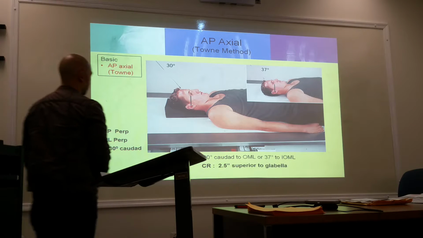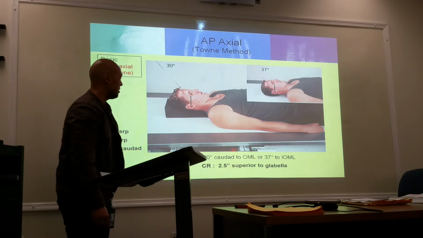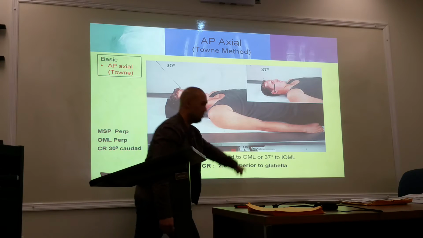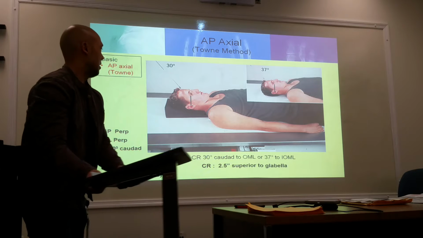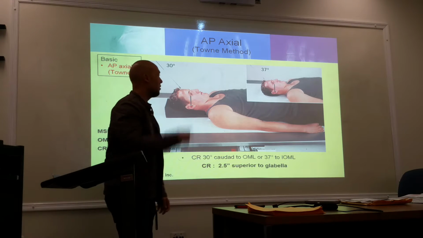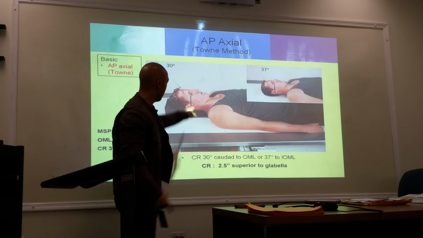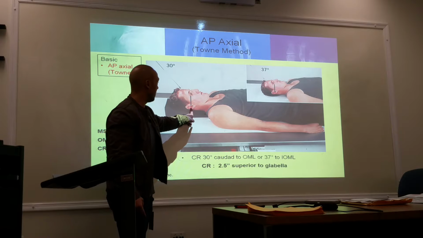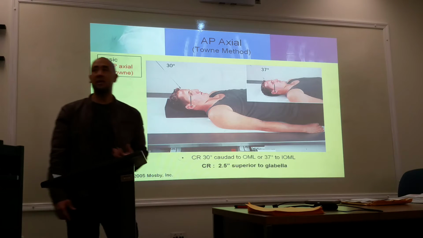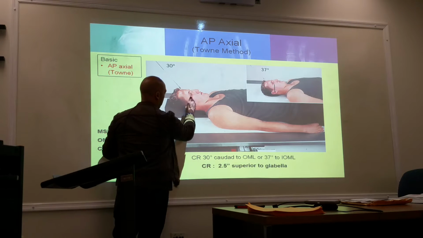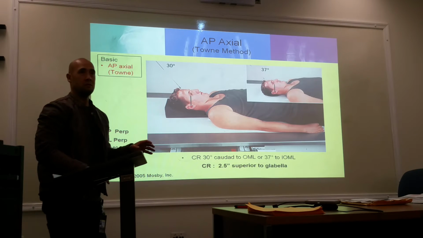Okay. So the baseline that we're going to use here is the, what's this? What's OML? Orbital meatal line. So what's your orbital meatal line? It's from outer canthus to your external auditory meatus, okay? So that is the baseline that we're going to use. OML perpendicular to the image receptor, okay?